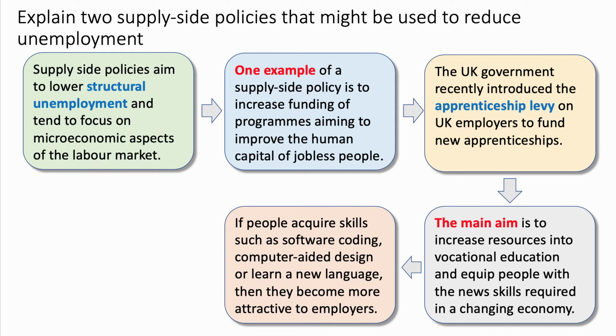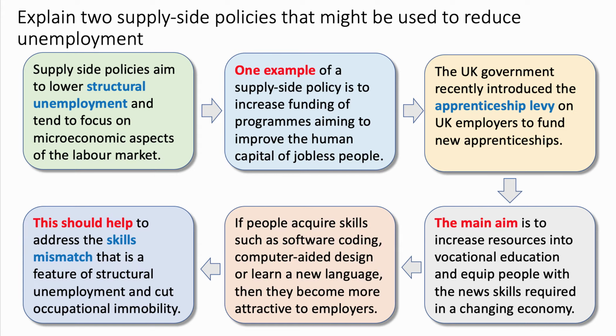Build the chain of reasoning. If people acquire skills, good examples might be software coding, becoming proficient in computer-aided design, perhaps learning one or more new languages, then they become more attractive to employers. This should help to address the skills mismatch that is a feature of structural unemployment and reduce the scale and the depth of occupational immobility.